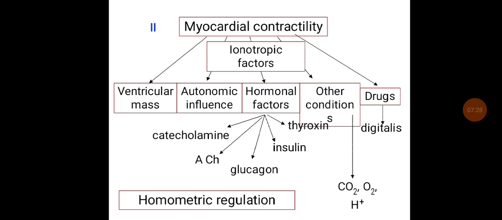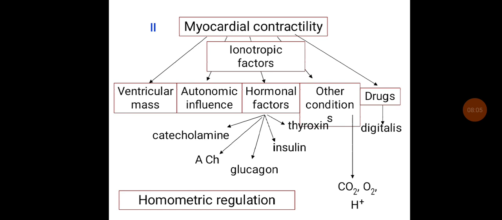First thing is ventricular muscle mass. Myocardial contractility depends on the ventricular mass. Then autonomic influence: sympathetic increases the myocardial contractility, while parasympathetic reduces it. Then hormonal factors like catecholamines mainly act through the beta-1 receptor and increase the myocardial contractility. The parasympathetic is going to reduce the myocardial contractility.